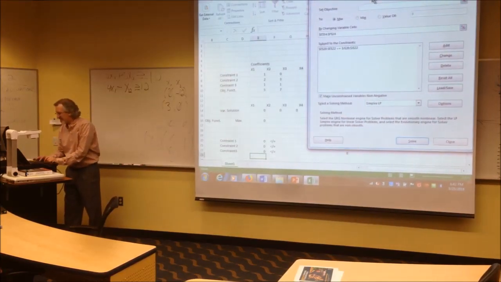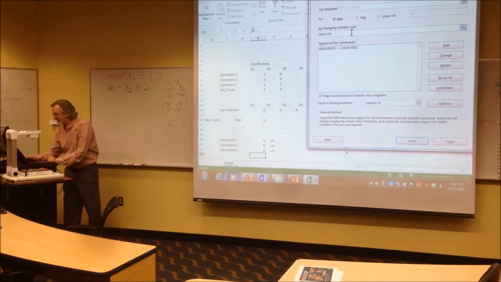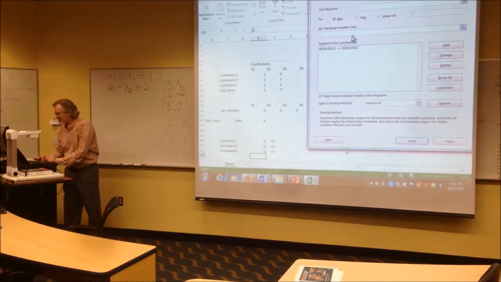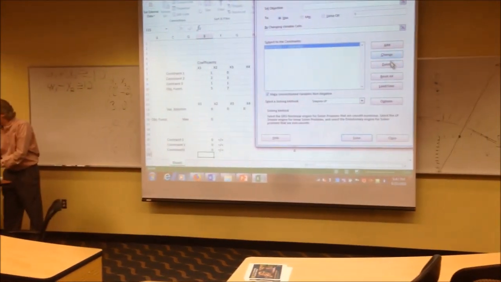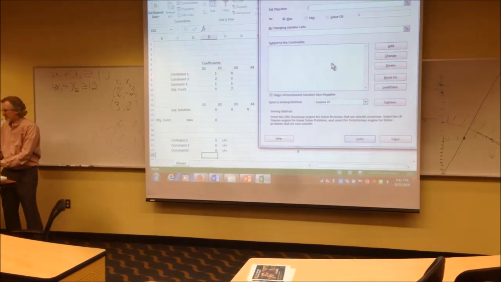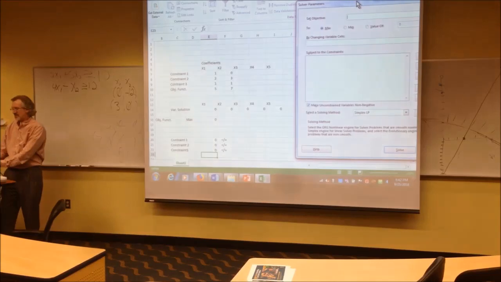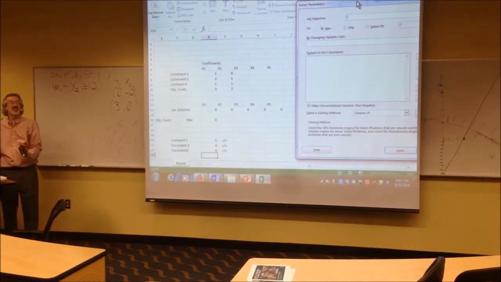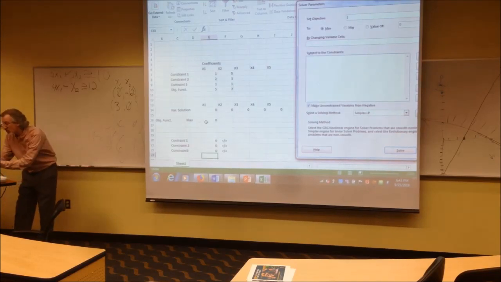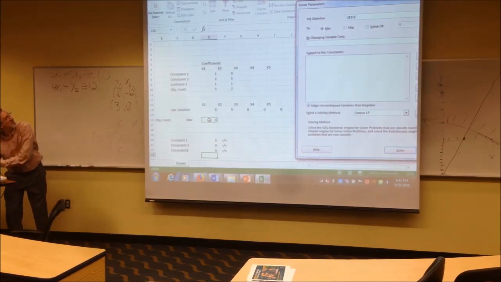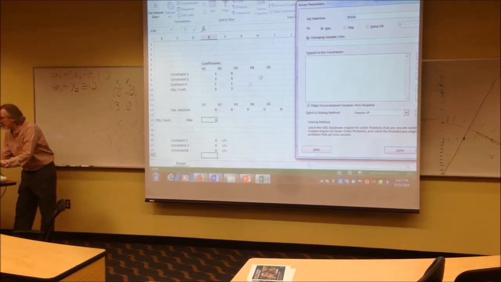Let me get these out of here. Let's start from scratch. Then you can't see these. Okay. You ready? Set objective. This is asking you what cell location has the objective function value calculation, which happens to be right there. What is that? E16? And it types in $E$16. Next, is this a max or a min? This one's a max, right?